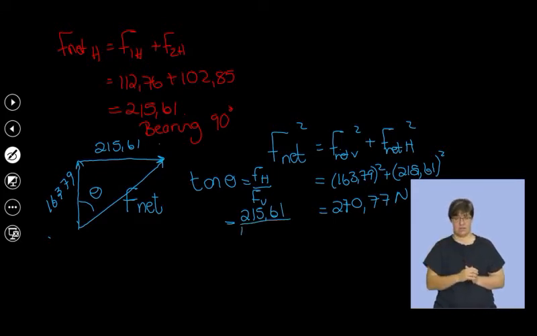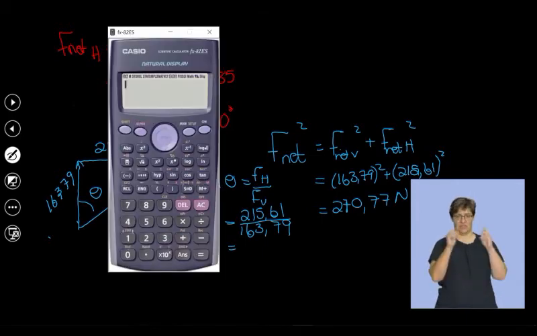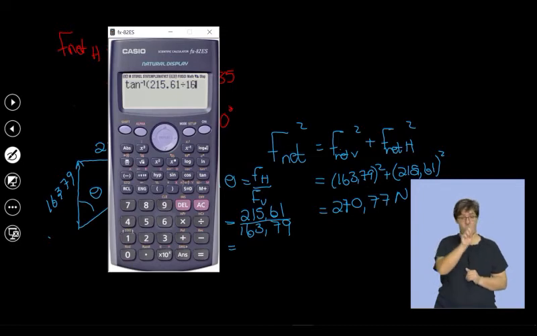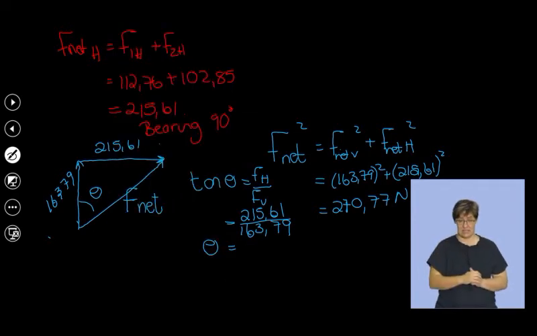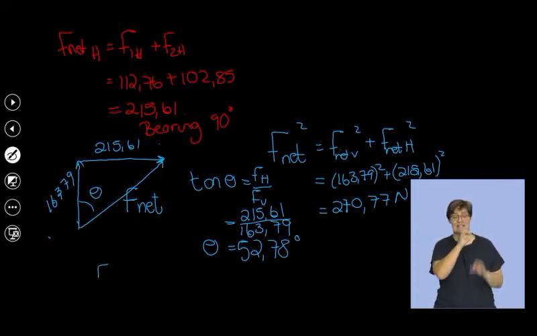215.61 divided by 163.79. All right, so back to our calculator. We're going to use second function tan, because we need tan to the minus 1. We're going to put in the right numbers, 215.61 divided by 163.79. Close your brackets, don't forget to do that. Gives us 52.78 degrees. Okay, so we have 52.78 degrees. We need to write it as a sentence.